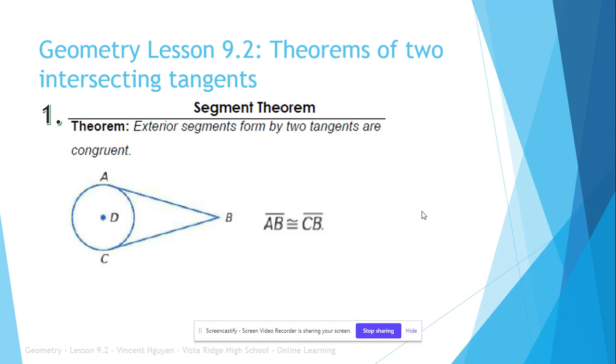So let's talk about the first theorem. The first theorem is a segment theorem. It says that if there are two segments of tangent that meet, they're equal to each other. The exterior segments of two tangents are equal to each other when they meet. They meet right here at point B. So this is tangent AB, and here's tangent BC. They meet at point B. Well, they happen to be equal to each other, always. So that's an easy enough theorem. Those two segments are the same.